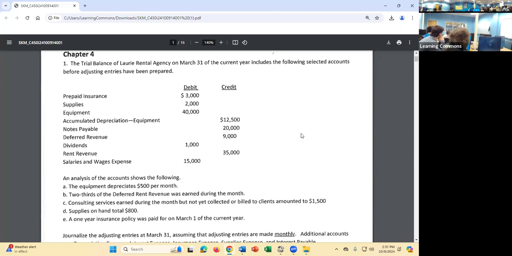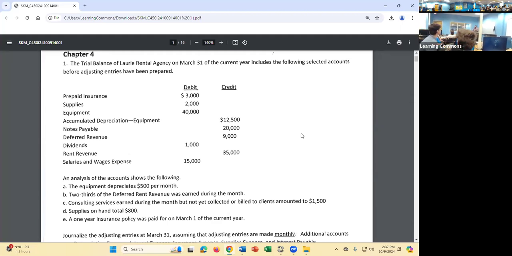Some of you guys already had this. What are we debiting? What account? There you go. Depreciation expense, $500. And then where does my credit need to go? Accumulated depreciation as well, $500. What type of account is accumulated depreciation? It's a credit, but what kind of account is it? There we go. It's a contra asset account. Very good.